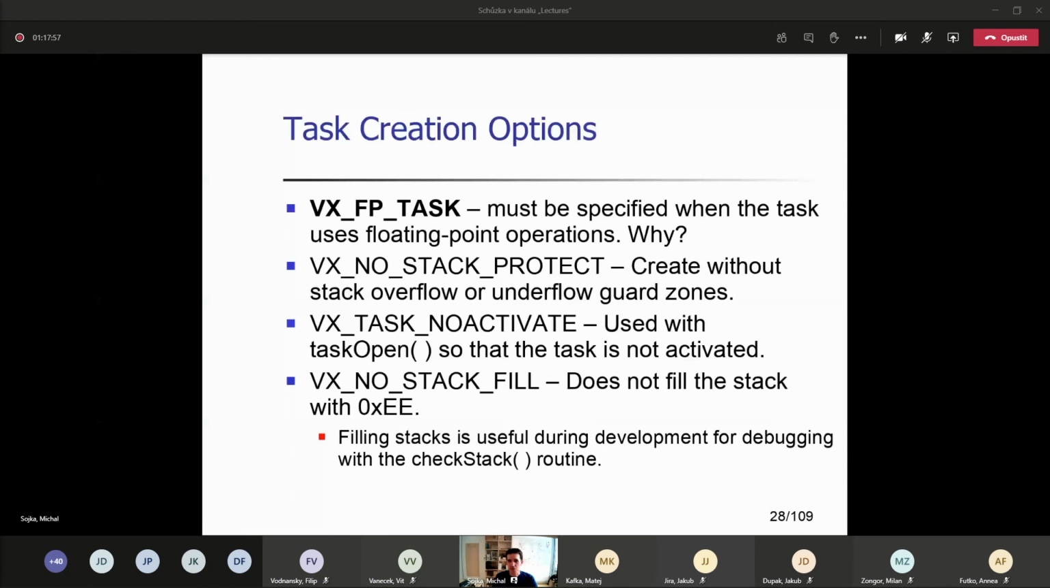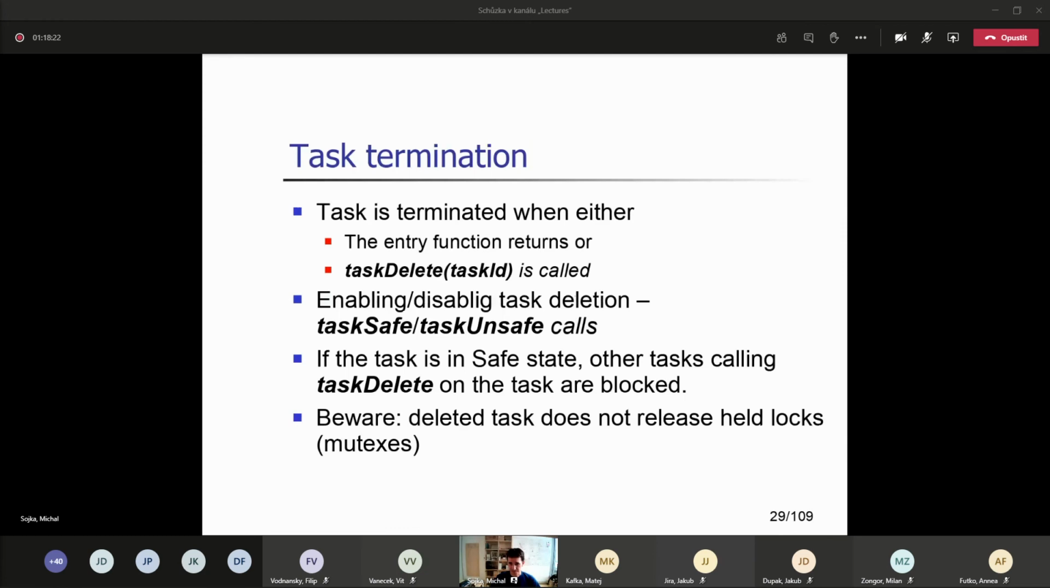Because if you do not have this protection enabled, there are some surprises with respect to the behavior of the program. It crashes and so on. So it's useful during development, but again, it costs some time. It makes your program slower, so maybe you don't want to have it always. Good. So this is how you can create tasks.